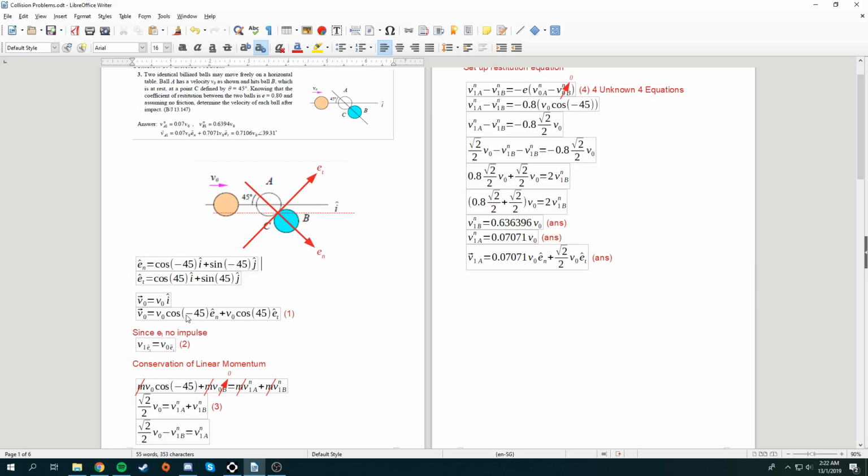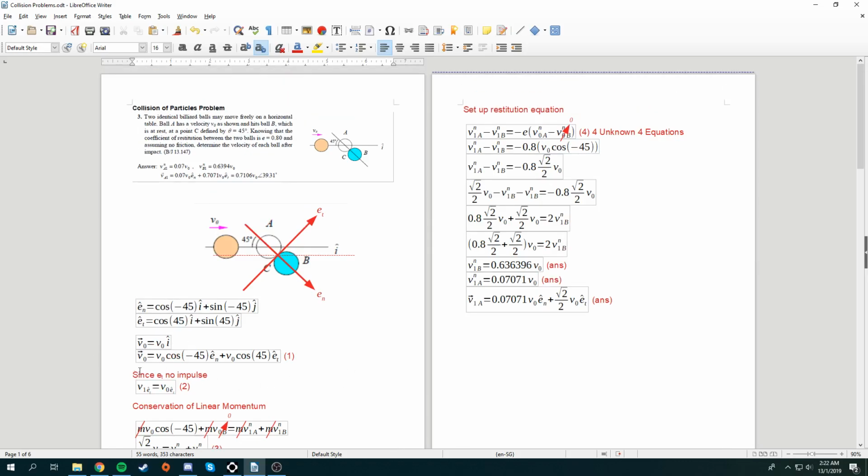We know that v0 is constrained within the i direction, so we can just write this down for now. Next, we know that v0 can be split into en and et directions. And we know that in the et direction, there is no impulse. So v1 in the et direction is the same as v0 in the et direction.